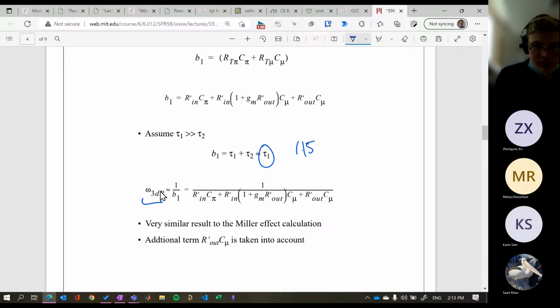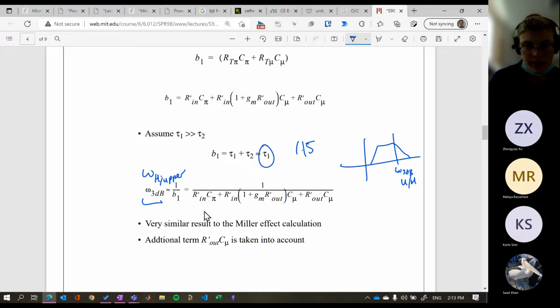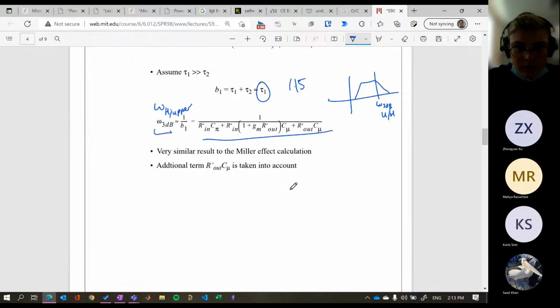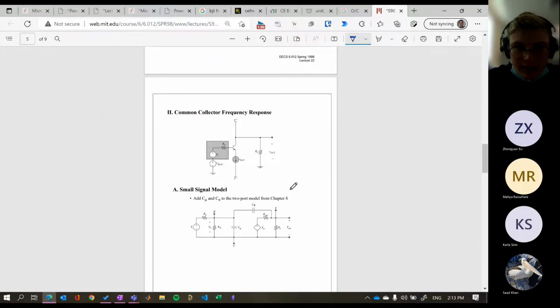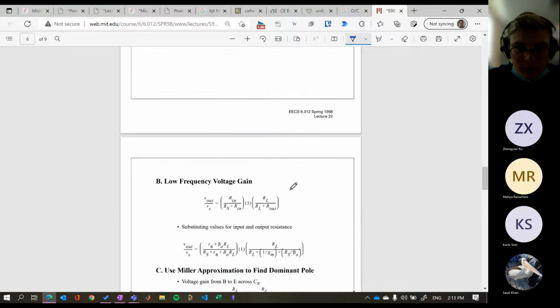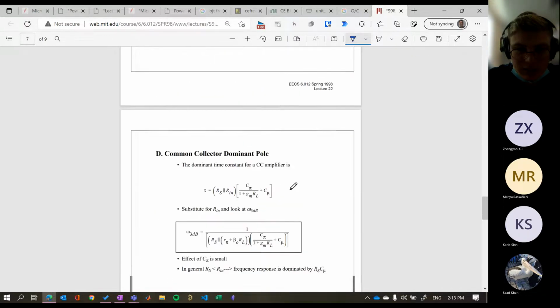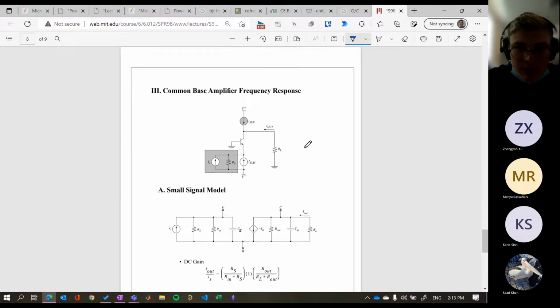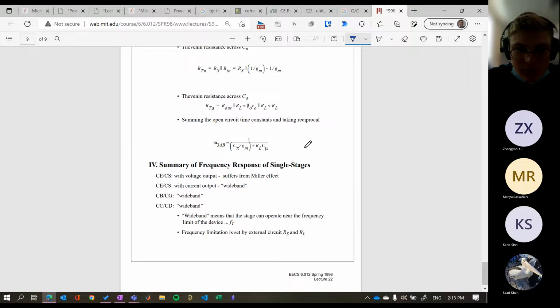And essentially, this is omega high, or upper. It's going to be the point in our frequency domain that sits here. Upper or high. And yeah, it's just equal to these values. We can have a look at a different model where we have to use Miller's effect. Common collector, common base might be interesting because we don't get.